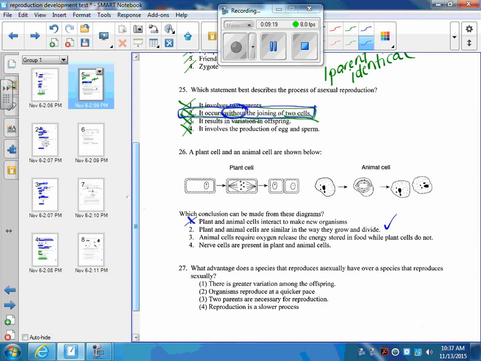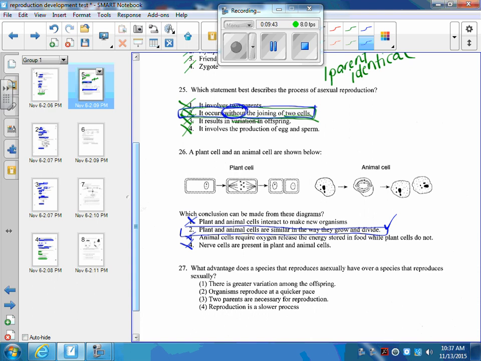Animal cells require oxygen. Where in this diagram does it show you that it needs oxygen? Where does it show you it's using oxygen for storing food? This is not about storing food. It's about reproducing. And the whole unit was on reproduction, so I hope you didn't pick 3. Nerve cells are present. Where do you see that? So even if you didn't know this one, you need to be good test takers and reduce the wrong answers.